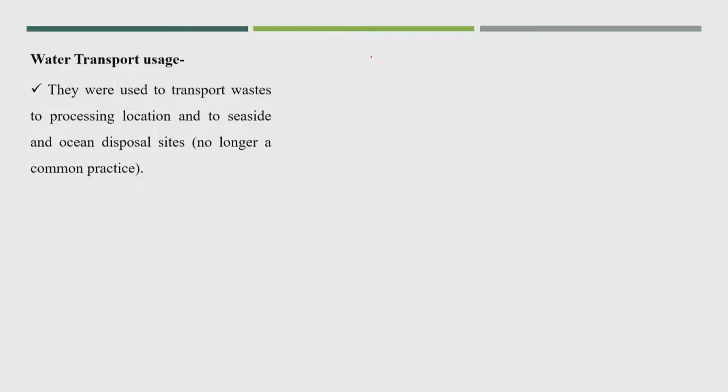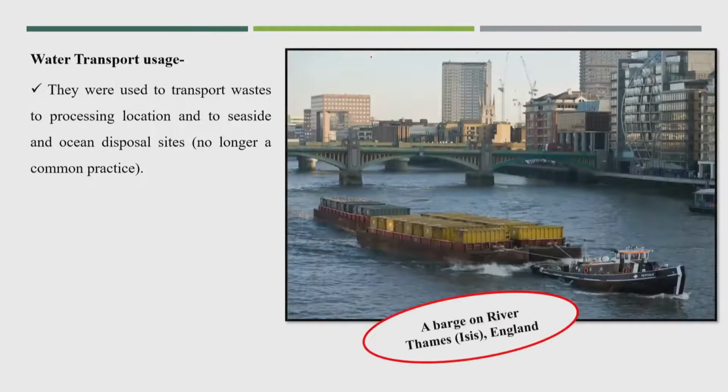This is another issue for water transport. They used to transport the waste from the location to the sub site or ocean disposal site, which I was talking about. Now, it is no longer a common practice. This is one barge in the Thames river in London. It is a very well known river, the Thames river, where the waste used to be collected by water transport.